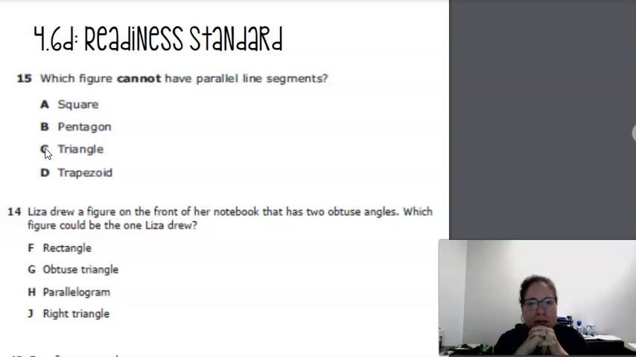Okay, what about a parallelogram? Yes, a parallelogram does have 2 obtuse angles and 2 acute angles. So our answer is H. Obviously, it's not a right triangle because a right triangle has 1 right angle and 2 acute angles. So our letter H is correct.